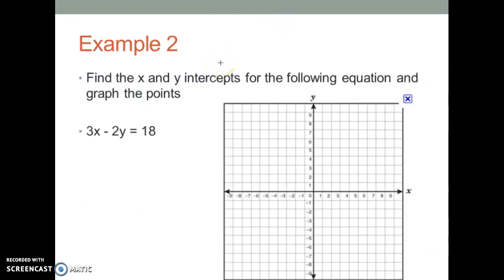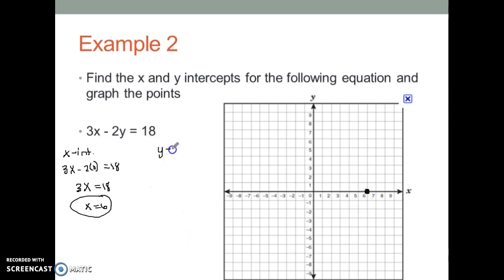So one more quick example if we're finding the coordinates of our x and our y-intercepts. So again, for my x-intercept, I'm going to plug in 0 for y. So 3x minus 2 times 0 equals 18. Simplifies to 3x equals 18 and x equals 6. That means it's crossing my x-axis at the coordinate 6 for x.